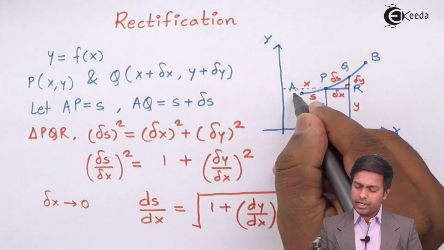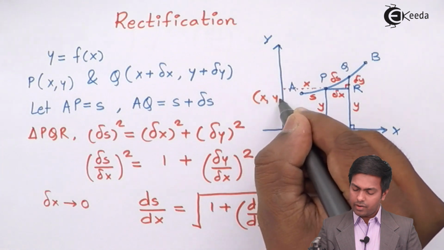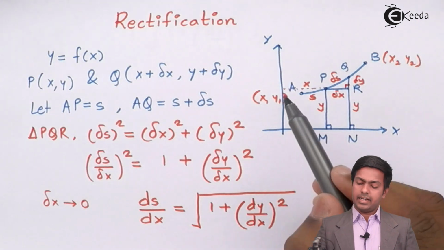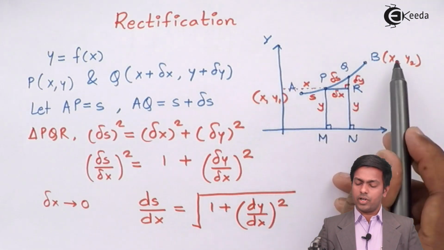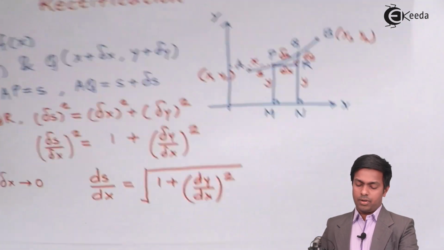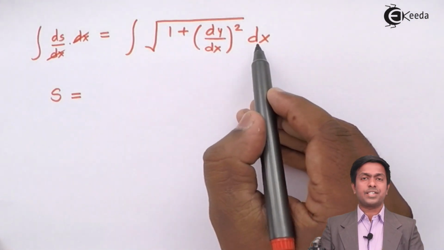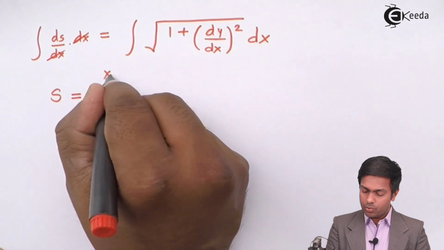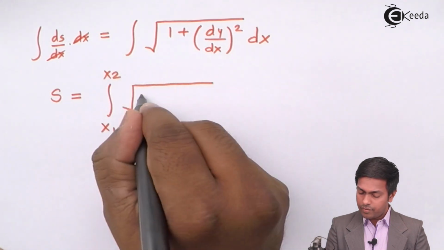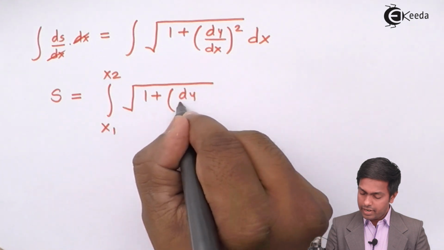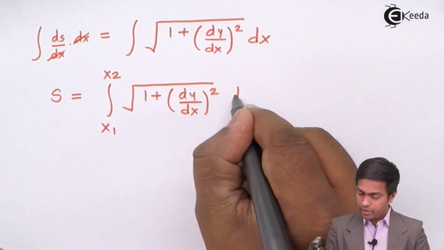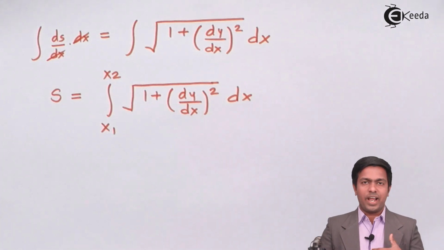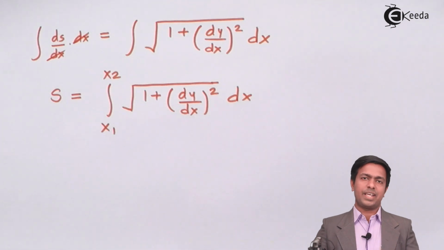So let's assume that the coordinates of A are x1 and y1 and the coordinates of B are x2, y2. So it means, let's say that the x coordinate of A and B is x1 and x2. Since we are integrating with respect to x, we'll be taking the x coordinates. So here I'll say it is from x1 to x2, and under root we will get 1 plus dy by dx the whole square. So guys, here we got the formula to find out the length of the arc AB.